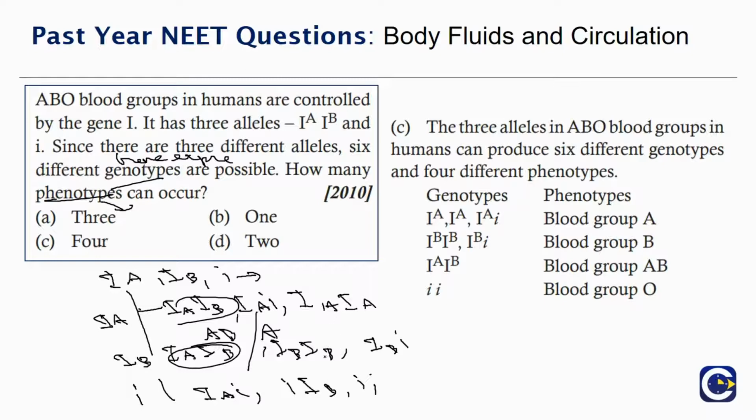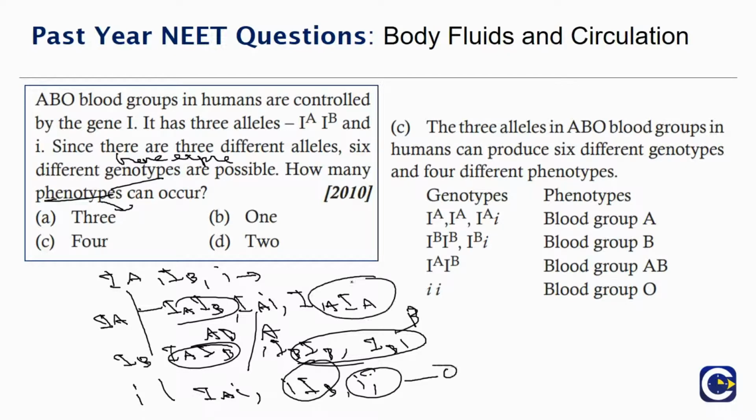IB and BI, this both will become B group. These three will become B group. So II will become O group and IA will become A group. So what we have to remember majorly is IA, let's take IA, IB and small I or IO.